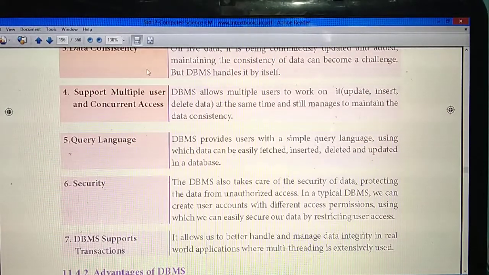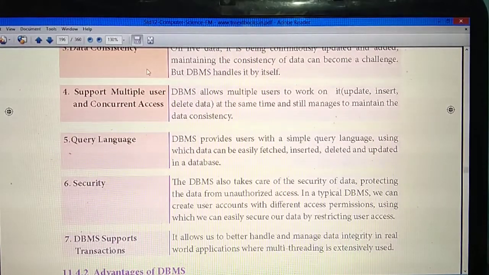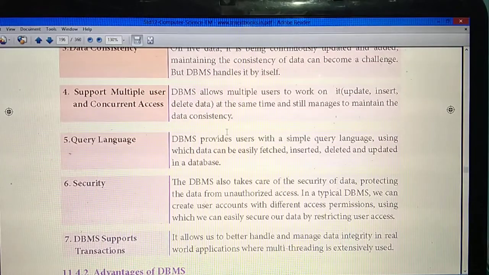The database is the same, but that is concurrent access. At the same time, 3 persons are accessing the database of 12A students. The 3 persons will take your fees and give the bill. That is called support for multiple users and concurrent access. Understand now? But here also we need to provide data consistency.